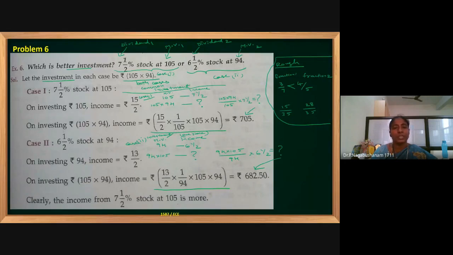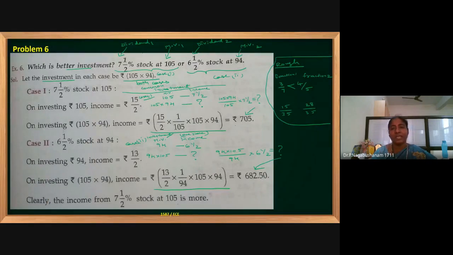6.5 is nothing but 13 by 2. Same calculation is done here, 682.5 rupees. Now you can see the income both in case 1 and case 2.